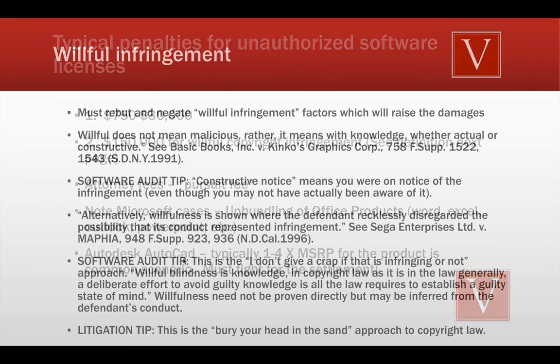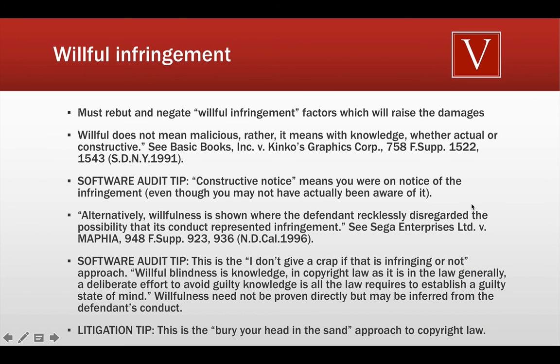Now let's take a quick look at willful infringement. People say, well, what is that? This is the most important thing. We need to rebut and negate any sense or notion that there was willful infringement. And these are factors which will naturally raise the damages in your case. Again, willful means I don't have any software. I've never bought licenses. I download off the internet because it's cheap and free. I didn't know anything about this. I don't know you have to have a license. This is what we call the bury your head in the sand approach. And again, those are willful.